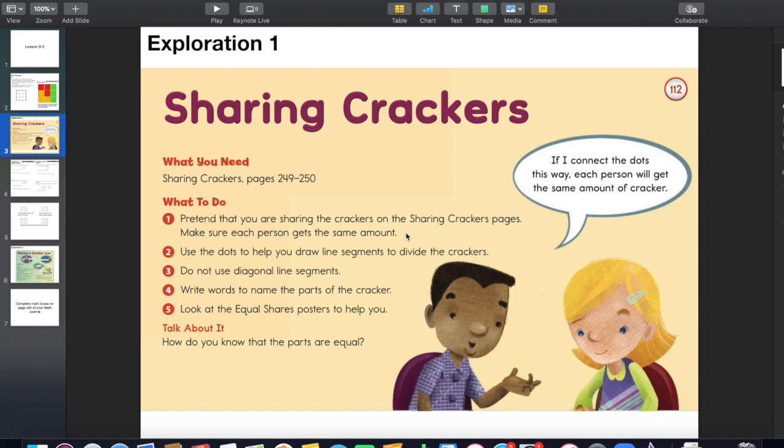So maybe the pieces don't look like the same shape, but you have to make sure that they're an equal amount. Use the dots to help you draw the line segments to divide the crackers. Do not use diagonal line segments. Write the words to name the parts of the cracker. Look at the Equal Shares poster to help you. Then you can talk about how do you know that the parts are equal.